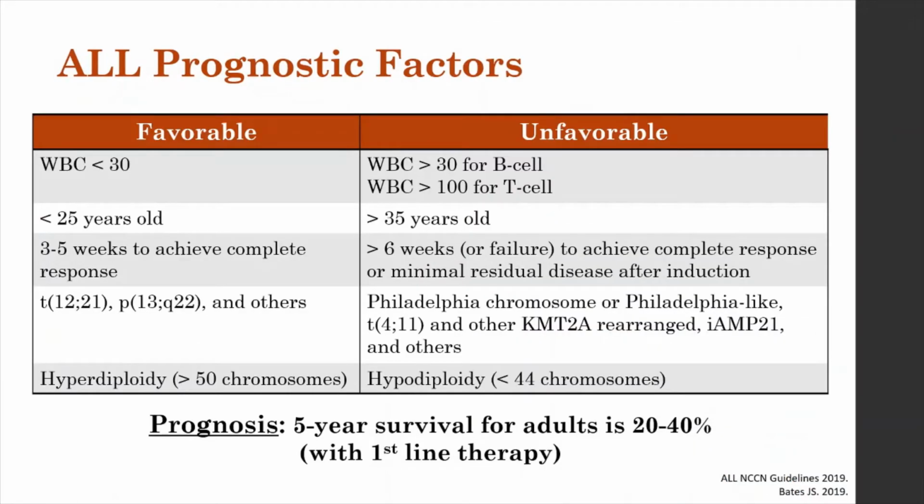Here are the prognostic factors which are important to consider when a patient is first diagnosed, and they include white blood cell count, age, time they take to respond to therapy, various mutations, and if they have changes to the number of their chromosomes. Their 5-year survival is about 20 to 40% with the current first-line therapy.